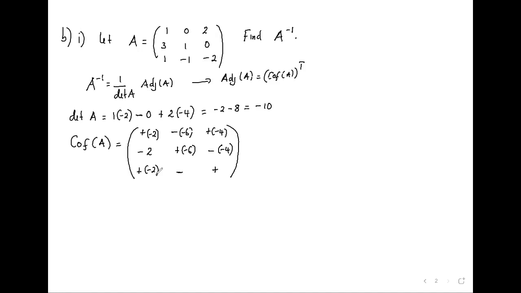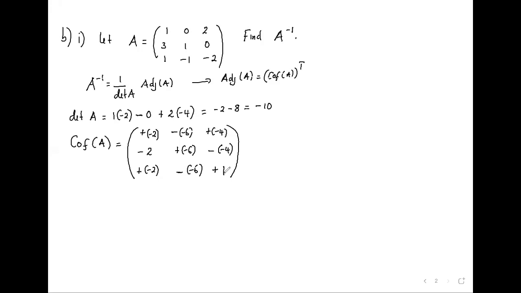And then we remove this guy and this guy. So we have 1 times -6, then we have 0 minus 6, which is -6. And then we remove this guy and this guy. So we get 1 minus 0, which is 1.